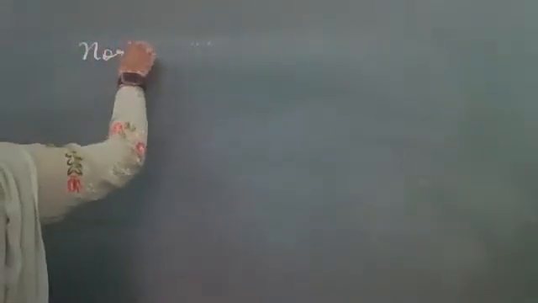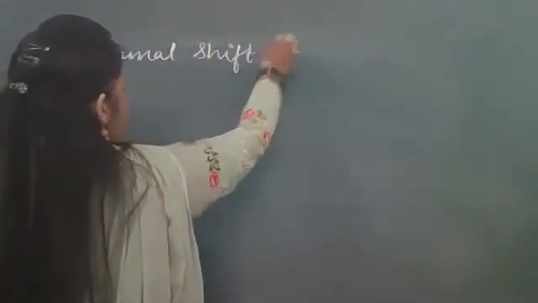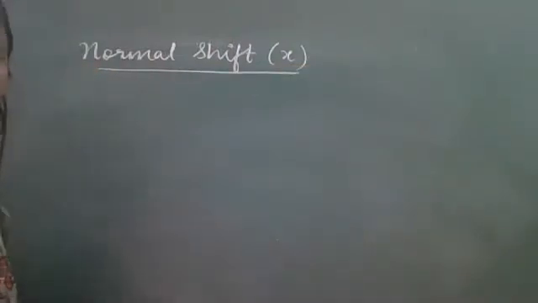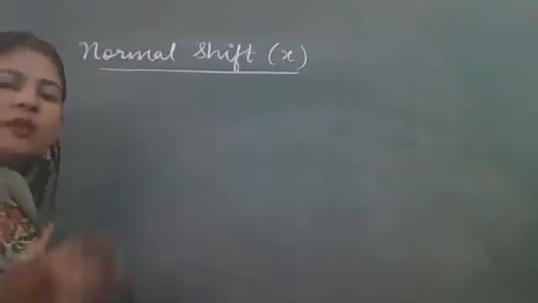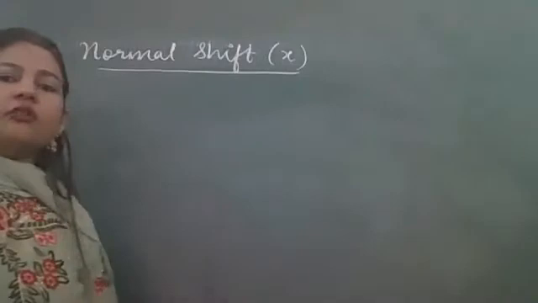Let us start with normal shift, which is denoted by symbol X. So I gave you examples of refraction of light that day, that a pencil dipped in water appears to be bent and broken, bent and short. That is because of refraction of light.